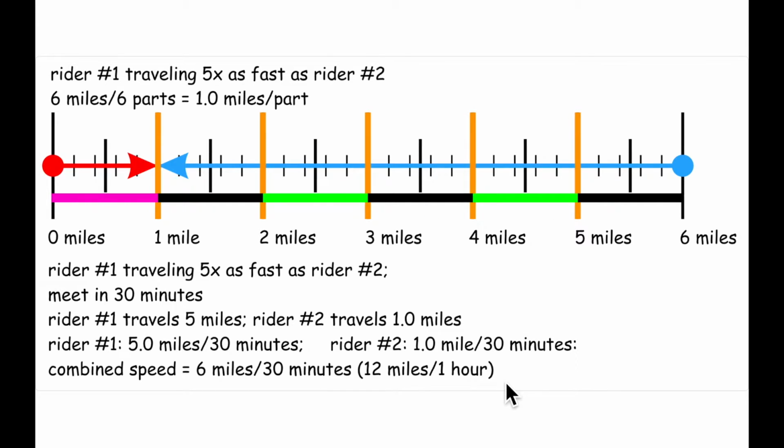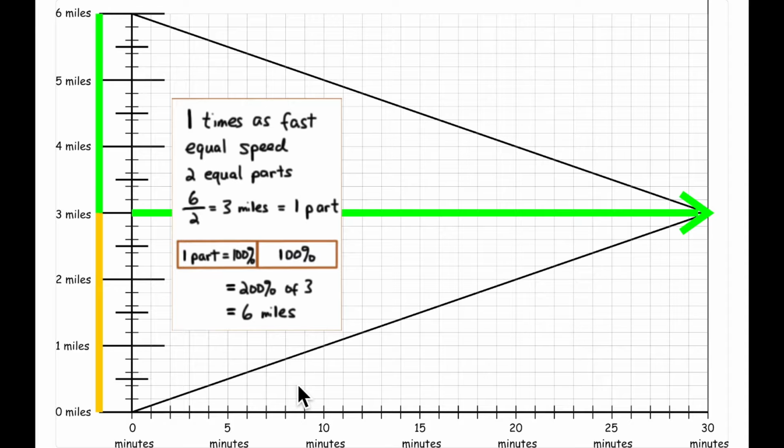5 times as fast, that's 6 equal parts. This is 5 times this 1 part. What's 6 divided by 6 is 1 mile. So rider number 1 rides these 5 miles. Rider number 2 rides 1 mile in 30 minutes. So rider number 1 is riding 5 times as fast. And combined speed, once again, is 6 miles in 30 minutes, or 12 miles per hour.